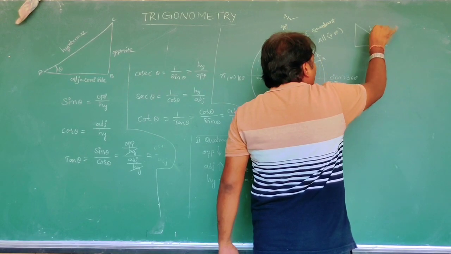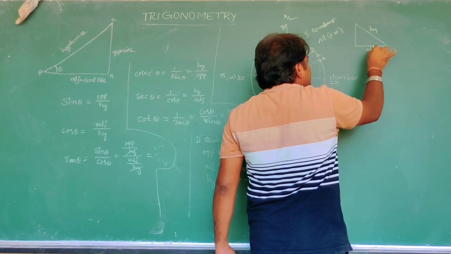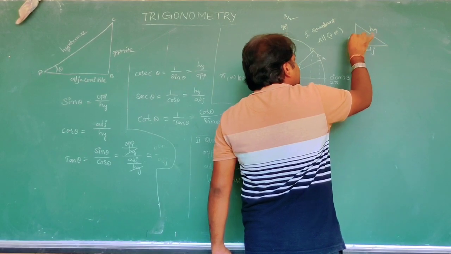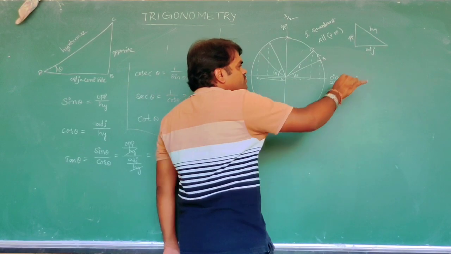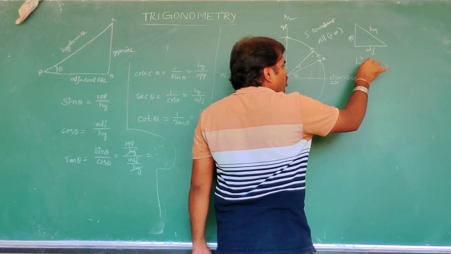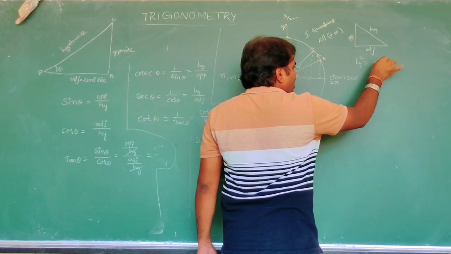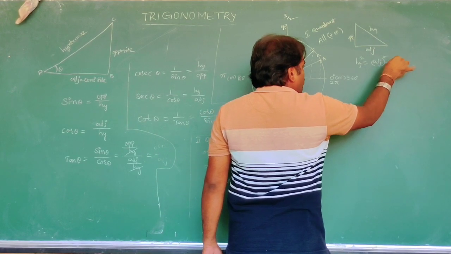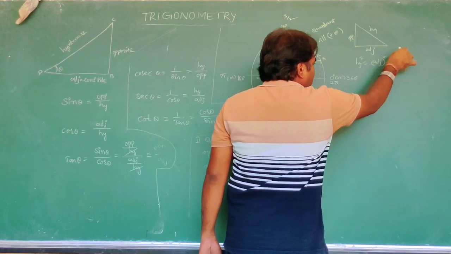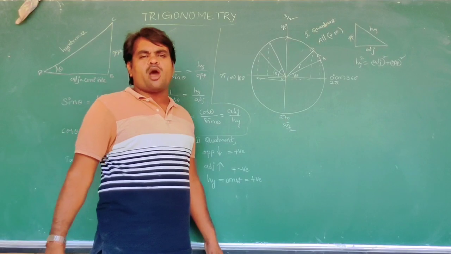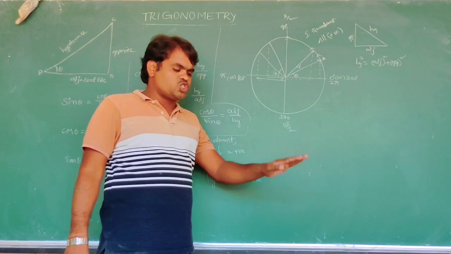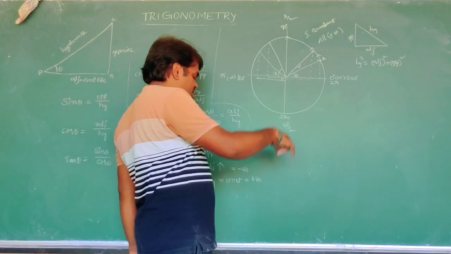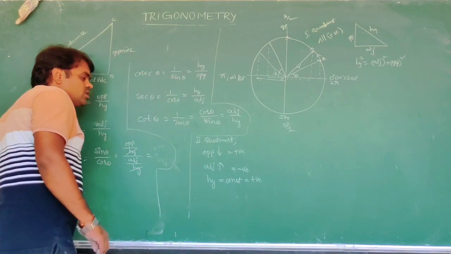Why? Because it is the hypotenuse, it is the adjacent side, it is the opposite side. According to the Pythagoras theorem, hypotenuse square is equal to adjacent square plus opposite square. Whatever may be the values of adjacent and opposite side, hypotenuse must compulsorily be positive. That's why it is positive.